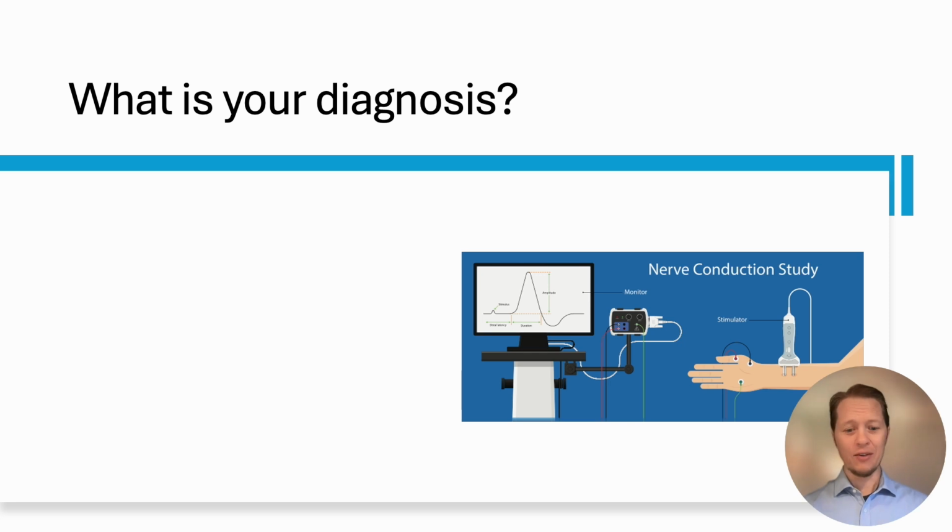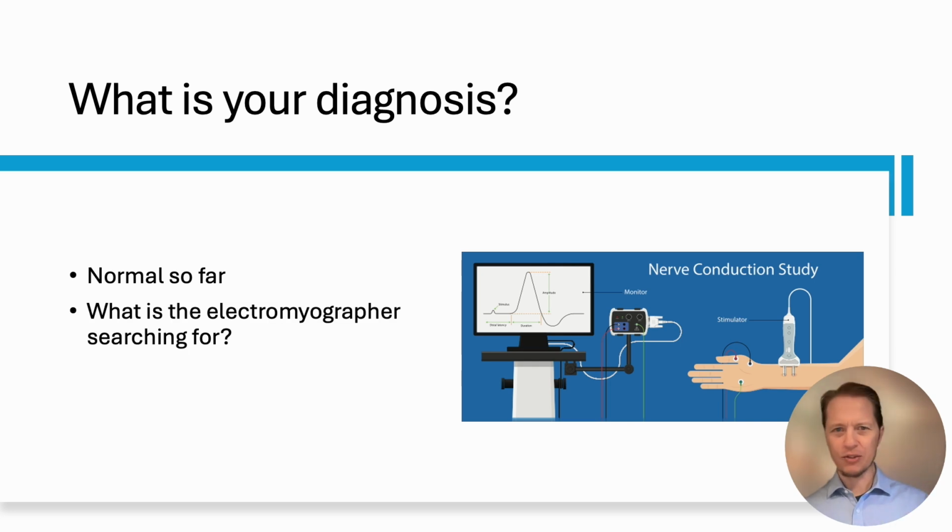So we don't really have a diagnosis, right? Everything is normal so far, or within the reference value range here. We don't like to use normal ranges in EMG. We like to use reference values. That's a whole other talk. But obviously, the electromyographer, well, yours truly in this case, is clearly looking for something. So what are we searching for, right?